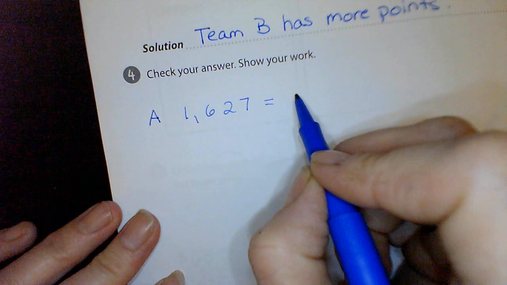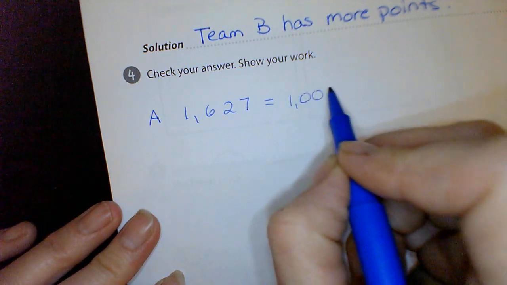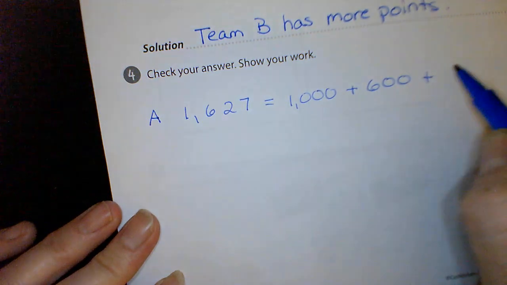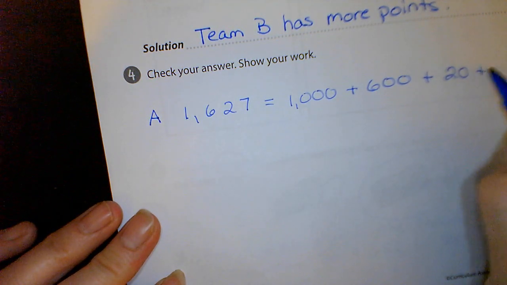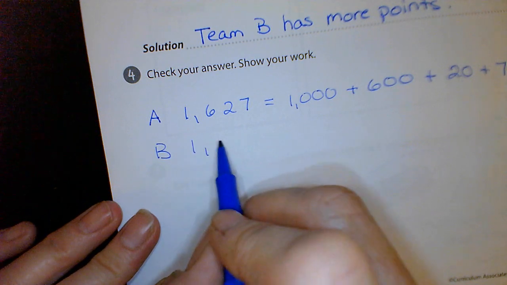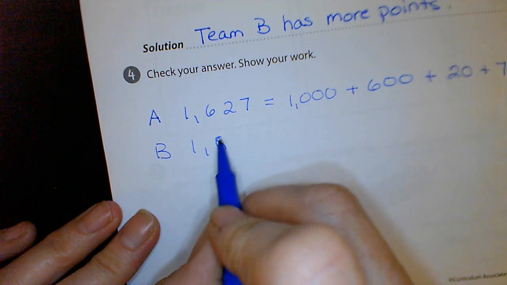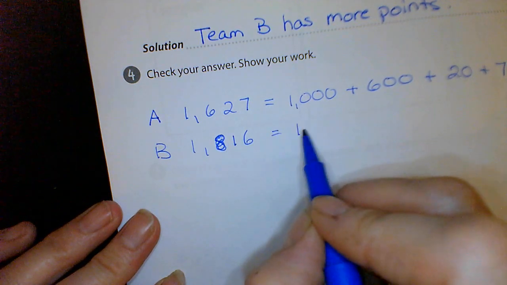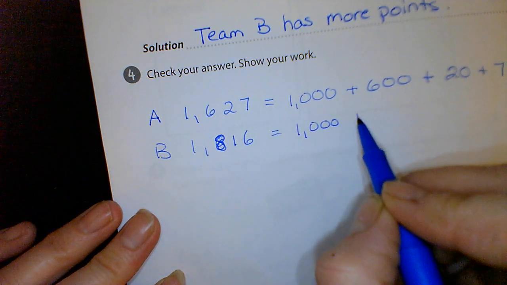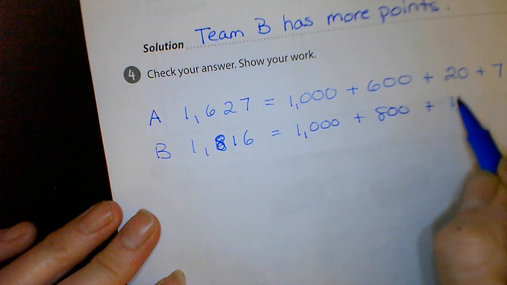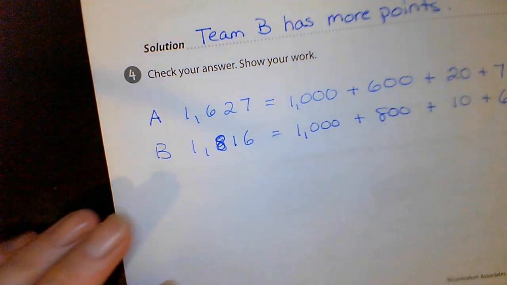1,627 is equal to 1,000 plus 600 plus 20 plus 7. And for team B, I have 1,816. And that would be 1,000 plus 800 plus 10 plus 6.